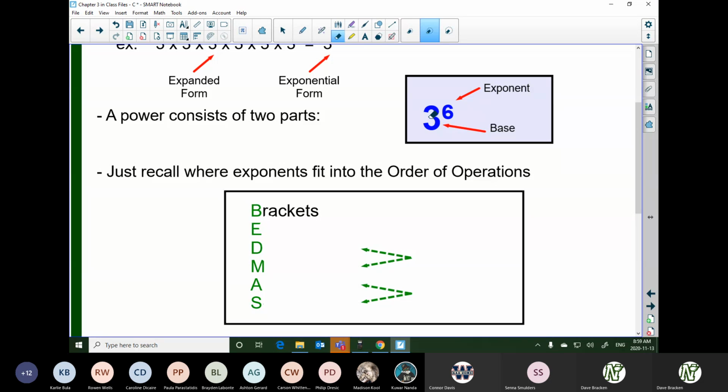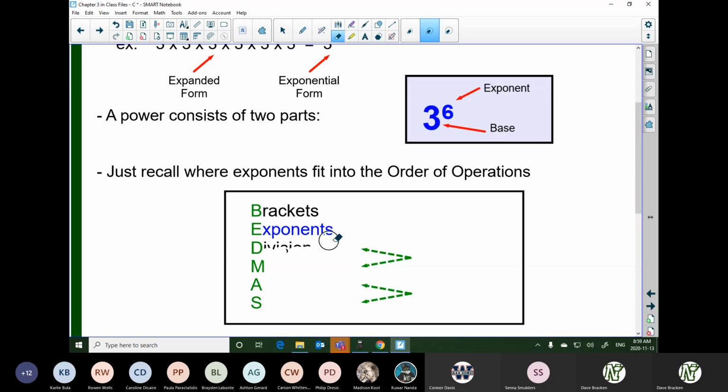Once we get all the brackets solved, we then ask, are there any exponents? And this is why I put it in blue, because we are now dealing with exponents. This is where they fit in the hierarchy. As soon as your brackets are done, get rid of the exponents.